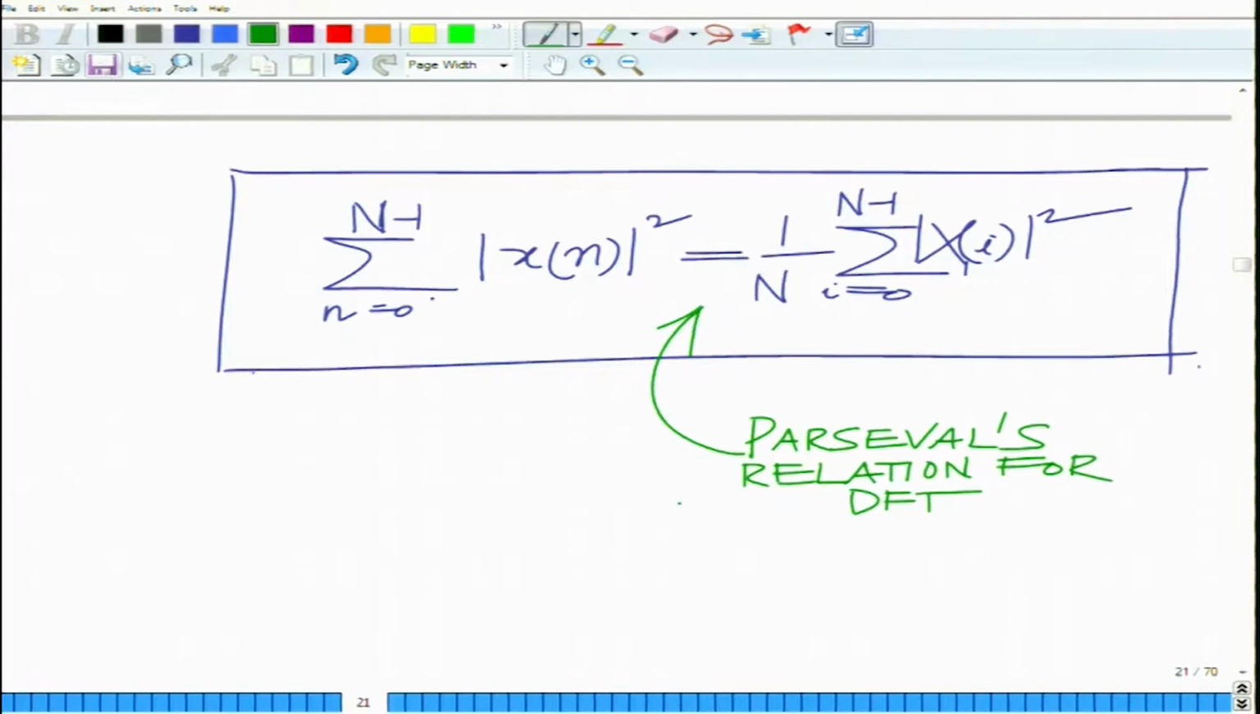This is the Parseval's relation for the DFT, the discrete Fourier transform, and that basically completes our discussion of the DFT, that is, the discrete Fourier transform.